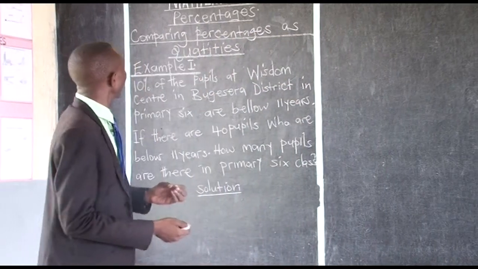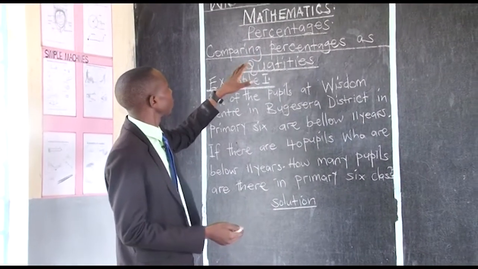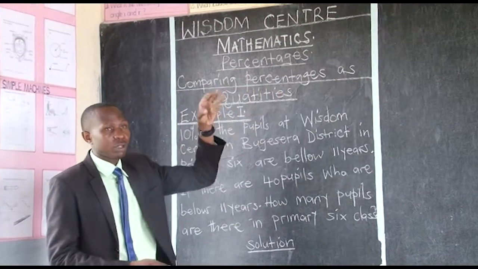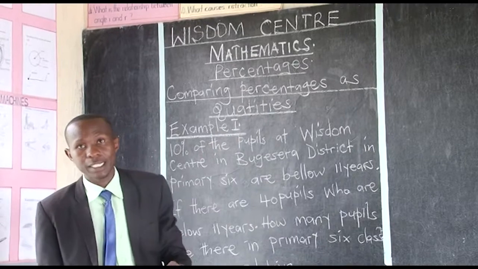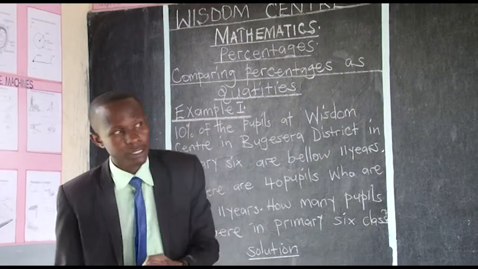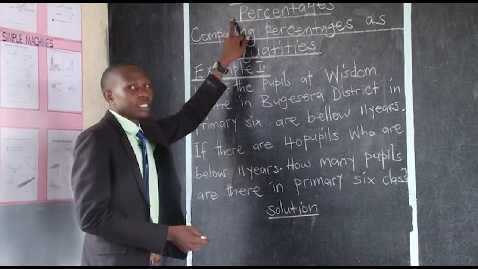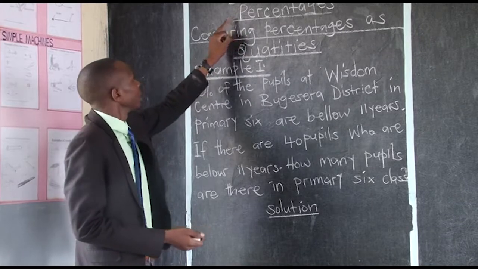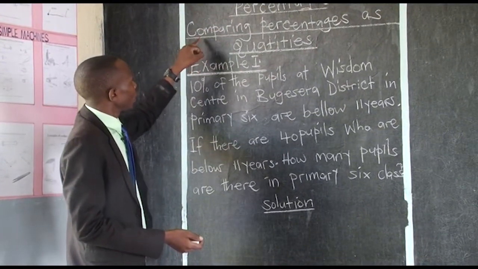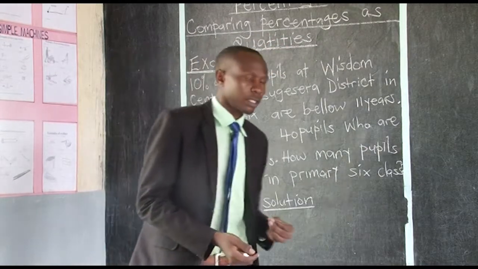We were still handling Unit 6, so today I'm still continuing, which says percentages. When you look at Unit 6, it talks about percentages, ratios, mixtures, and proportions. So for today's case, I want us to look at percentages specifically, the way we have been going through. Then the lesson of today will be comparing percentages as quantities.